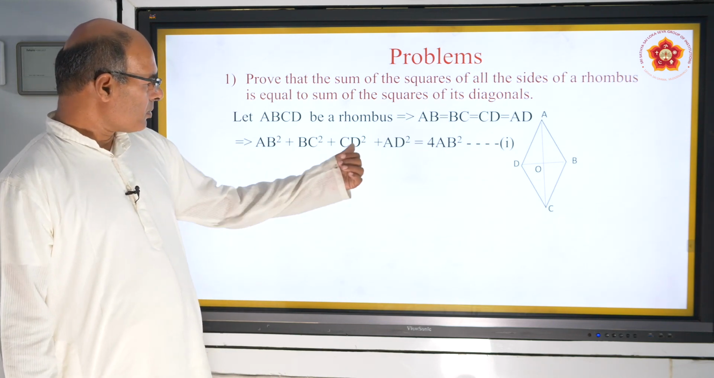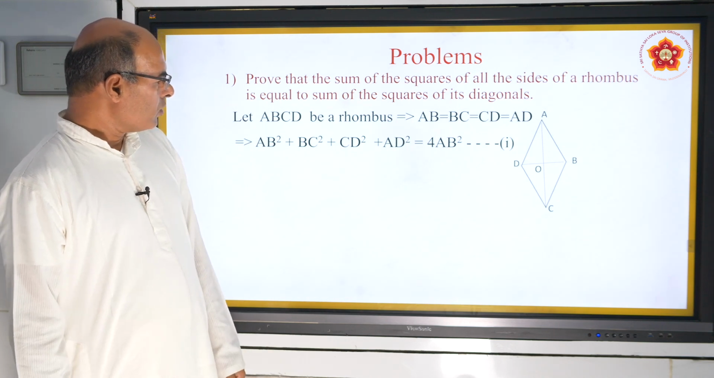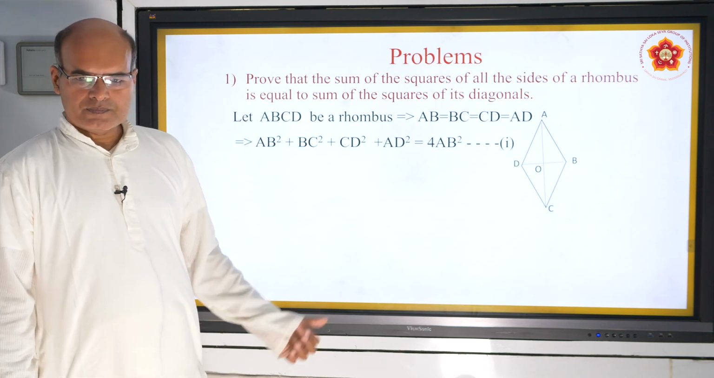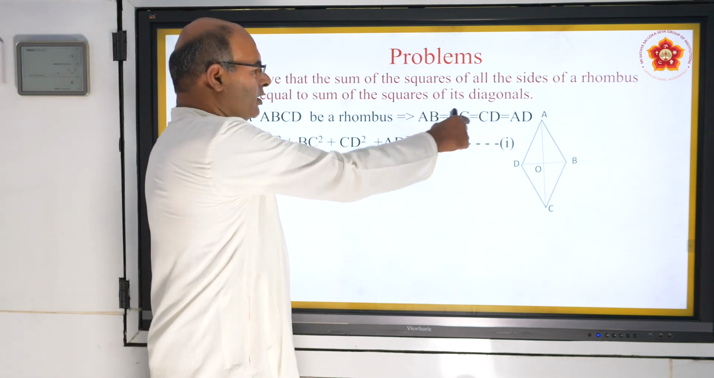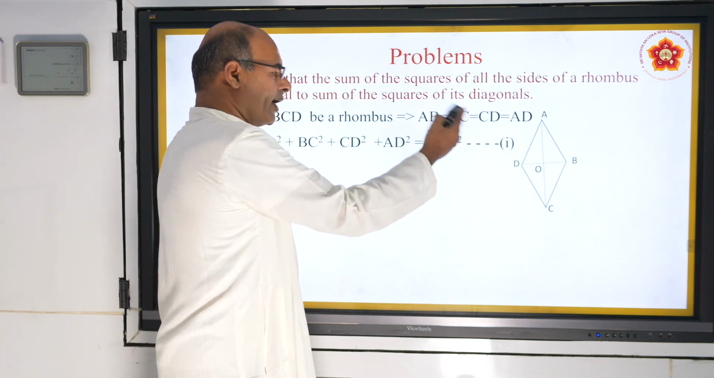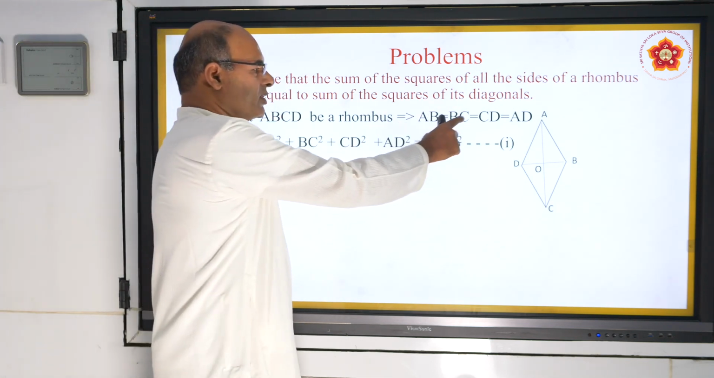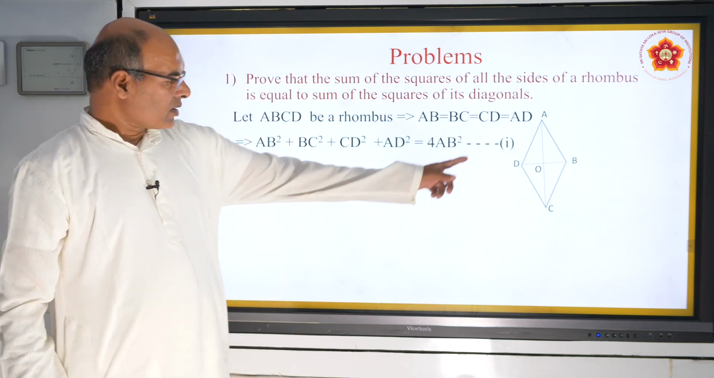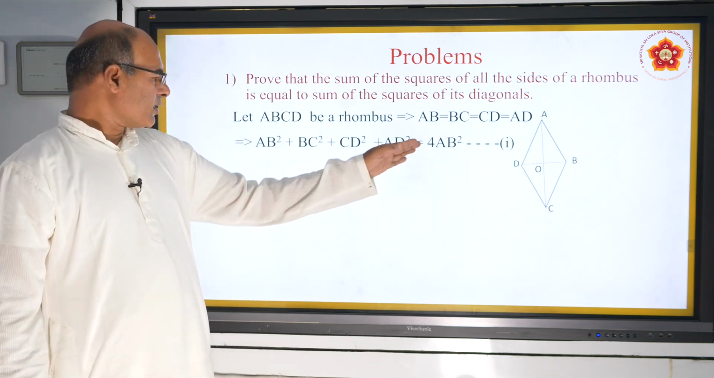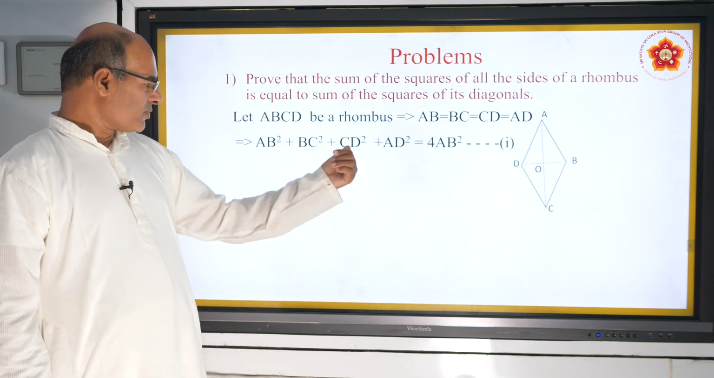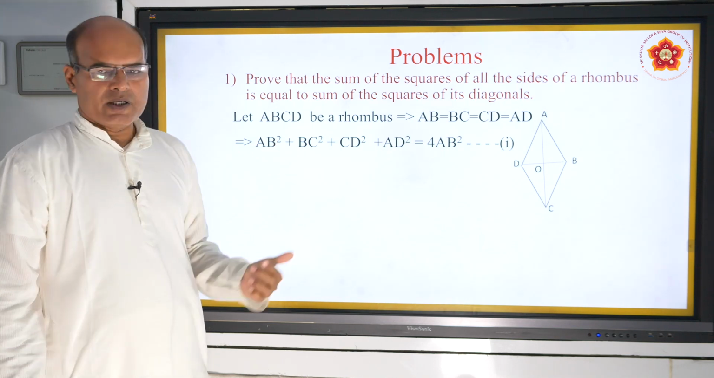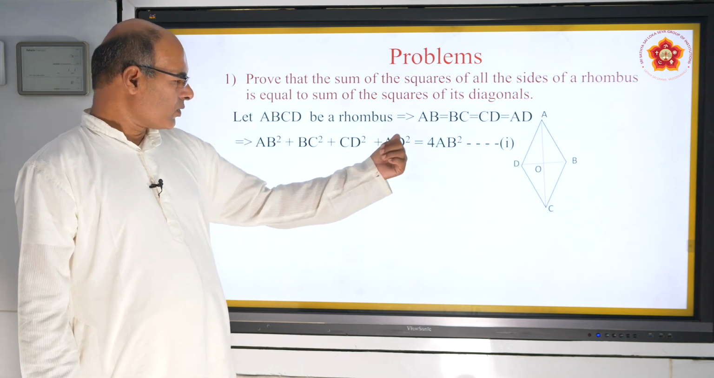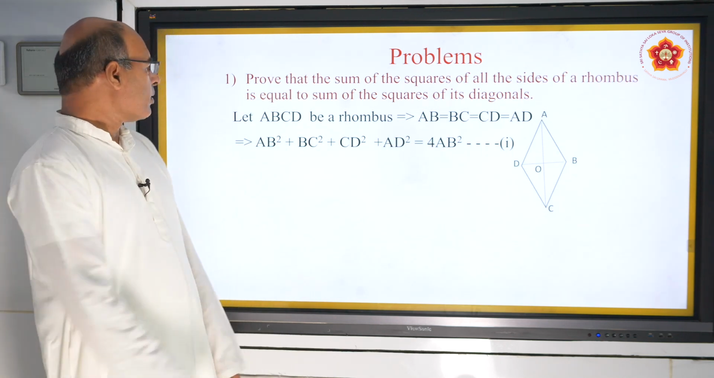AB square plus BC square plus AD square is equal to 4AB square. What is it? If we square and add, AB square plus BC square plus CD square plus AD square. As all the sides of a rhombus are equal, in place of BC we can write AB, in place of CD we can write AB, in place of AD we can write AB. So AB square plus BC square plus CD square plus AD square is equal to 4AB square.